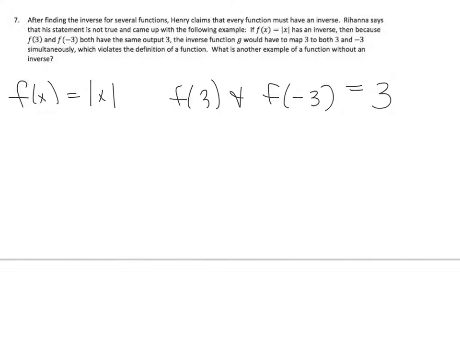The inverse function g would have to map 3 to both negative 3 and positive 3 simultaneously, which violates the definition of a function. What's another example of a function without an inverse? Well, right there that showed me that f of x equals x squared has the same issue as the absolute value of x. Doesn't have an inverse.